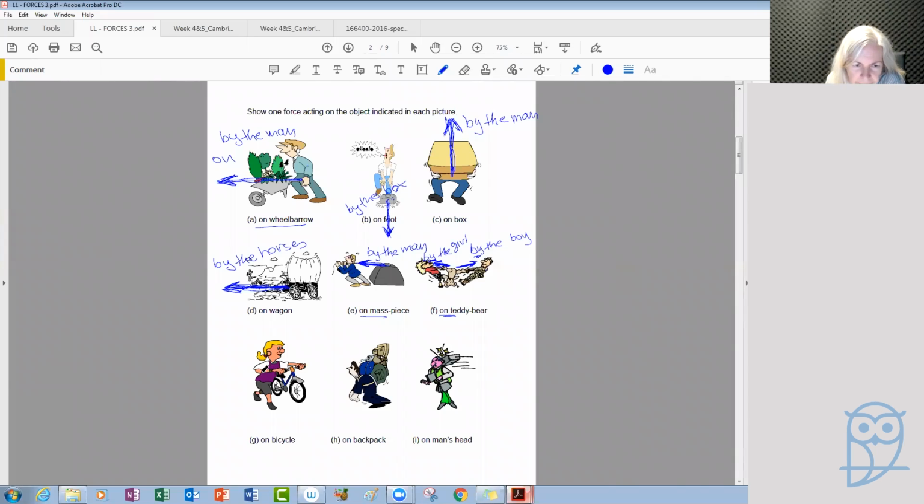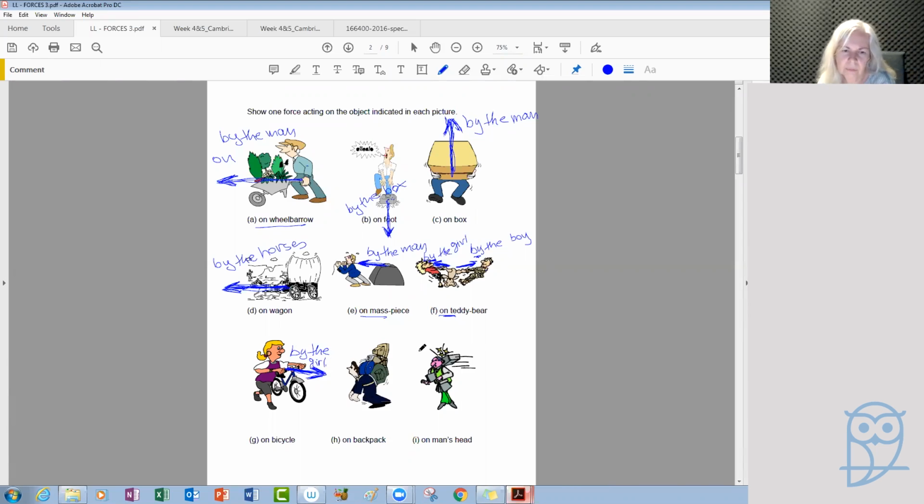Now this girl again is pushing a bicycle. In which direction does she push? We suppose she pushes forward. Let's say this is the force exerted on the bicycle by the girl. So this force is exerted by the girl.